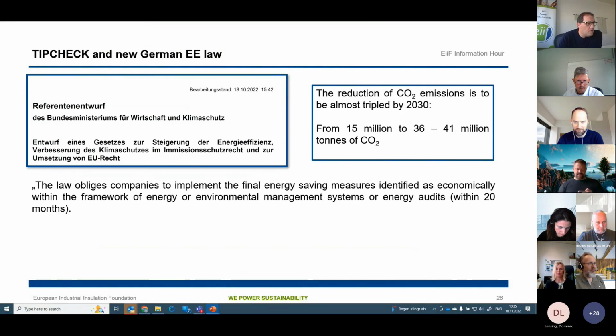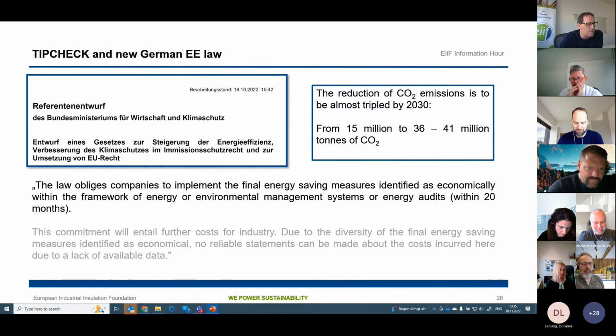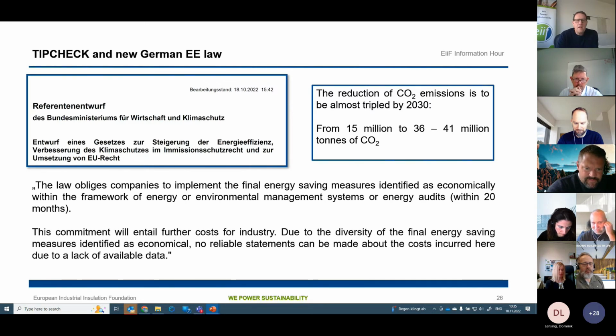Yeah, so the law in principle, this new energy efficiency law obliges companies to implement the final energy saving measures identified, which are economical, and then in this law it won't be 18 months, it will be 20 months, but I think that is fast enough. The German government is quite aware that this will have some cost for the German industry, and that this is very different from case to case.